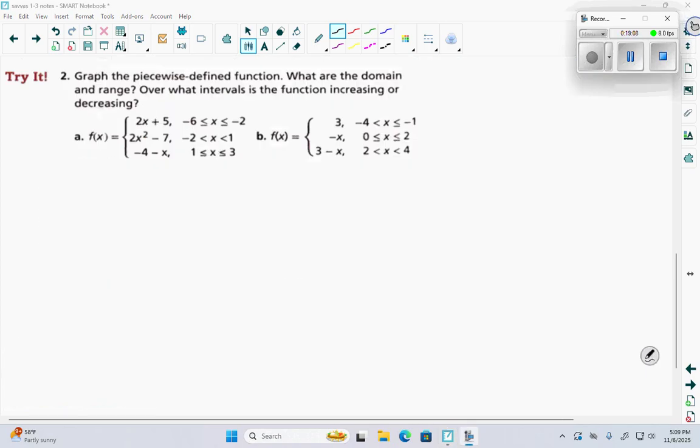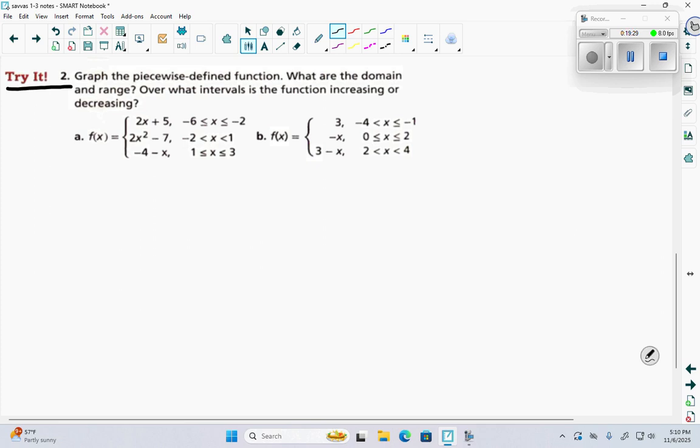Okay, so now we're going to do the exact same thing. Again, this is in your workbook, but if you don't feel like you have enough room in your workbook and you just want to write it in your notes, that's fine. Again, this is not the example, this is the try-it. So when I ask you for try-its, these are different. It's not in the book. We're actually doing these together.